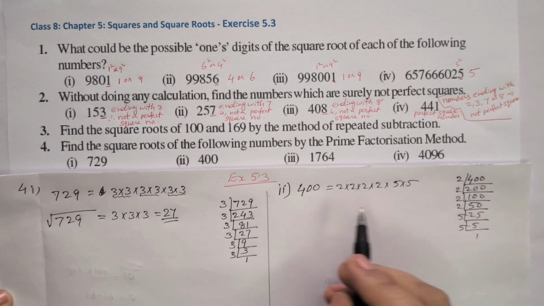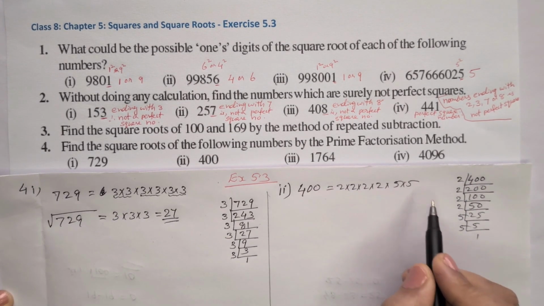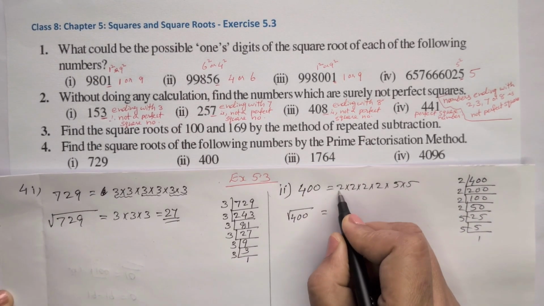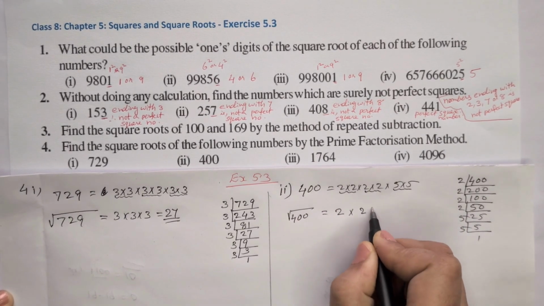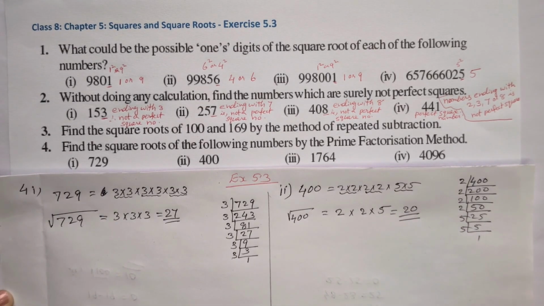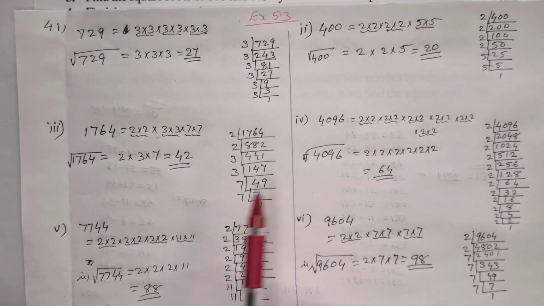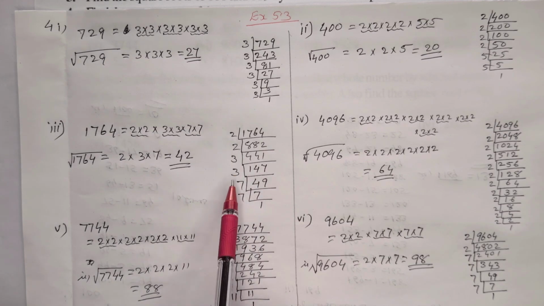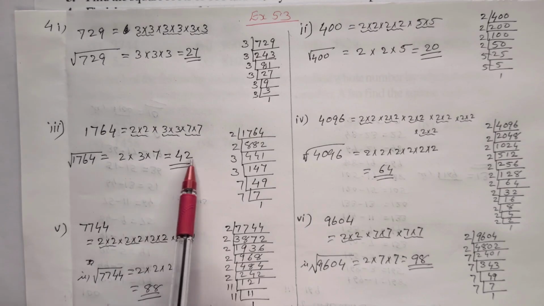Next number 400. When we are dividing by 2 and 5, we get here 4 times 2 and 2 times 5. So root of 400 is equal to, from each pair we have to take 1, 2 into 2 into 5. So 4 into 5, 20 is the square root. By prime factorization method, next number, square root of 1764. Here we are getting 1 pair of 2, 1 pair of 3, 1 pair of 7. So from that we are taking 2 into 3 into 7, 42.